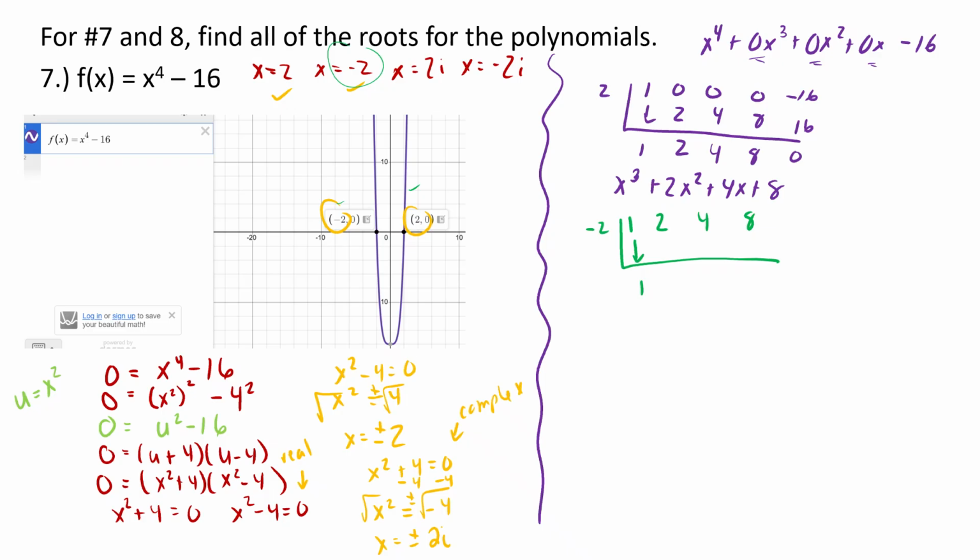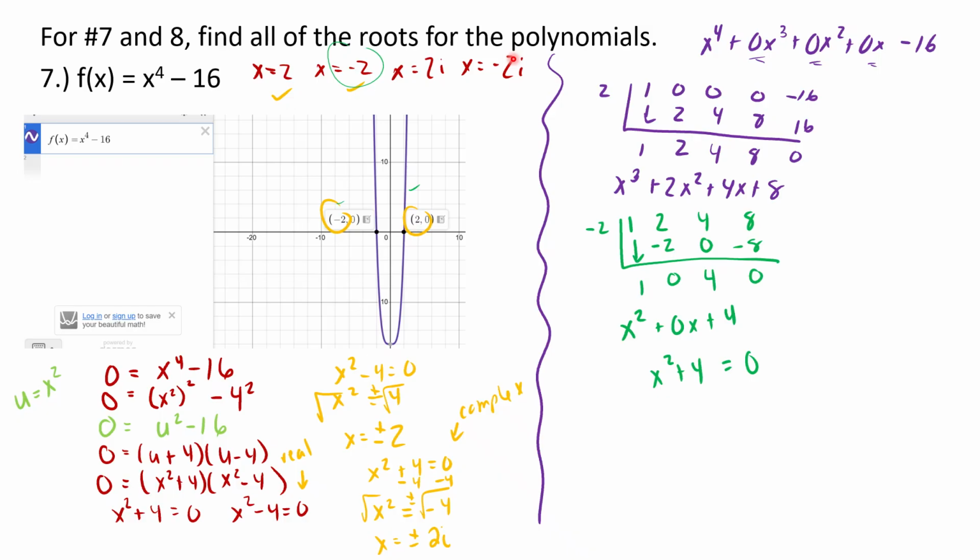Drop the first term, we multiply, and then we add, and then we multiply, and then we add, and then we multiply, and then we add. Okay, and once again, it divides evenly, and my polynomial is x squared plus 0x plus 4, which is x squared plus 4. You'll notice I am in the same spot here that I was over here when I got the x squared plus 4. And now you can use the quadratic formula, or you can do what we did. And that is how you use synthetic or polynomial division to get there.